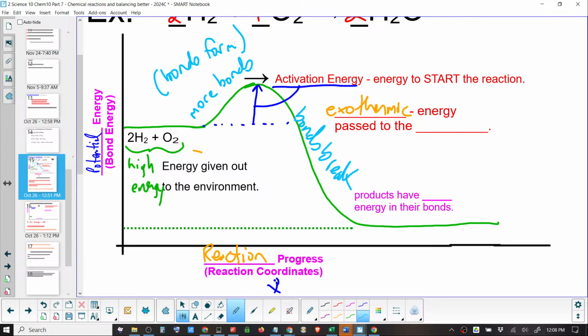So what that means is that once you have your new bonds, energy has to be released in some way. So these were high energy bonds. And I didn't seem to put the product over here. The product over here is H2O, and these are low energy bonds. We started high and went low. We lost all of that energy. This is the energy to the environment.